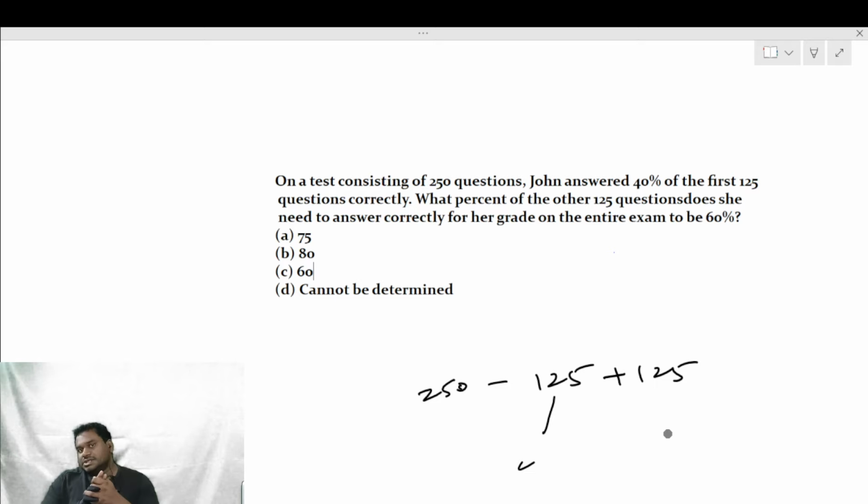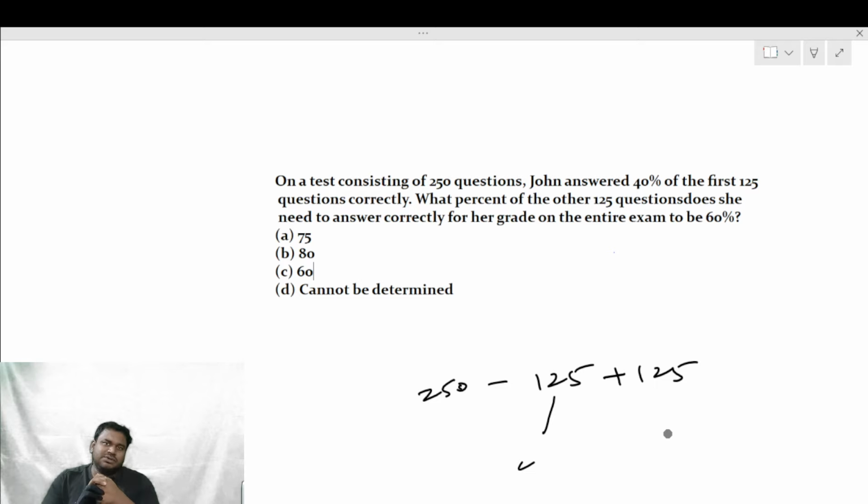Overall percentage is how much? 60%. 60% of 250, how much? 10% is 25. If 10% is 25, then 20% is 50, 40% is 100, and 60% is 150. So you should get 150 marks out of 250 as correct answers. Overall she should get 150 correct marks.